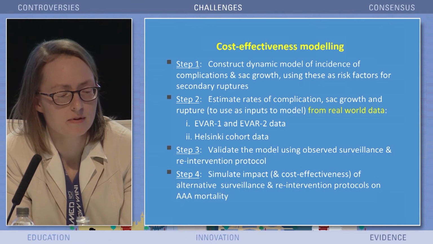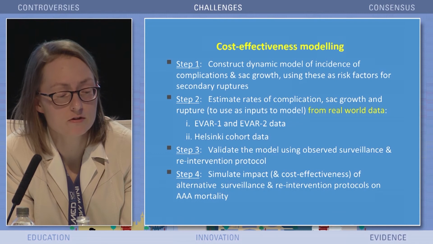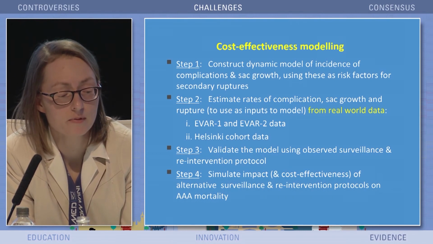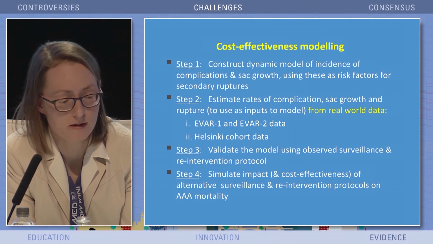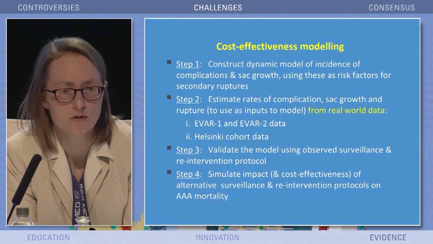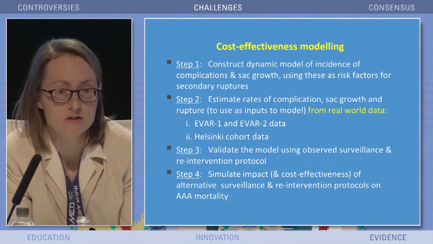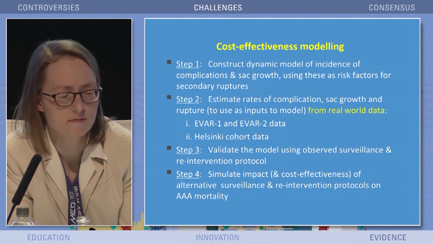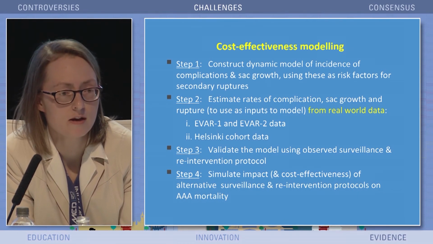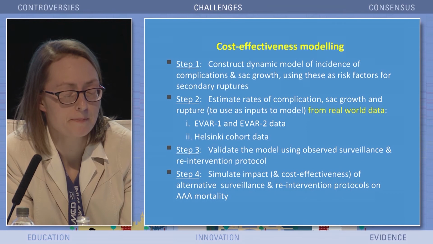The second step then is to estimate the rates of those events, and we're going to do that using real-world data, firstly from the EVAR trials and then from a contemporary data series from Helsinki. The third step is to validate the model, and that means comparing the results from the model with what we actually observed in practice. And this will give us an idea of whether the model is capturing well what happened in reality and whether we can really have some confidence in the model we've built.